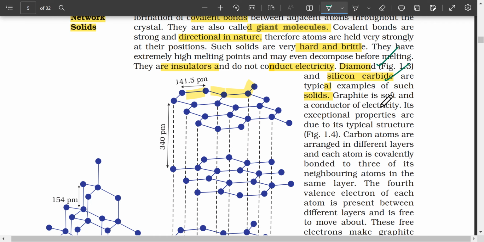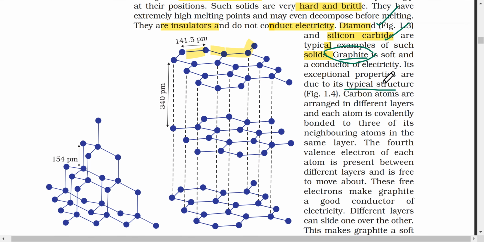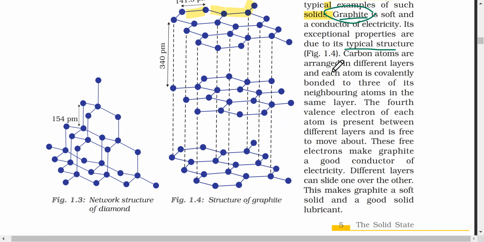ठीक. Graphite is soft again and a conductor of electricity. Its exceptional properties are due to its typical structure. अब graphite भी यही है basically carbon carbon carbon, but हम देखेंगे यहाँ पे कि इसके कुछ special properties हैं. Carbon atoms are arranged in different layers and each atom is covalently bonded to three of its neighboring atoms in the same layer.